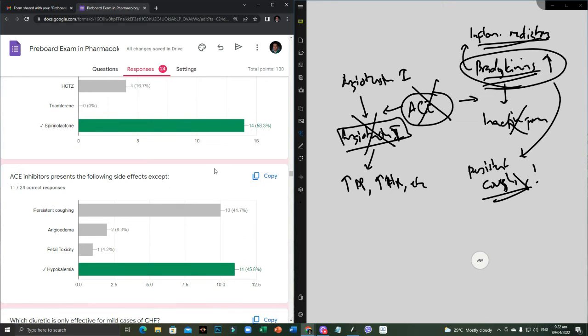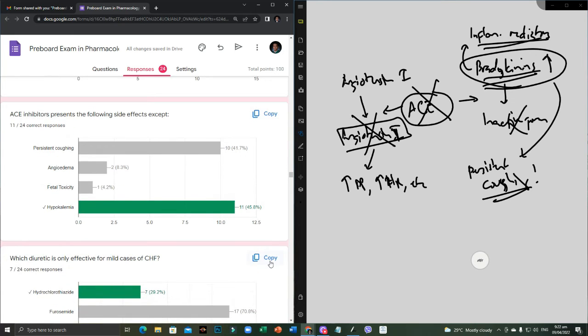ACE inhibitors present the following side effects except, okay, persistent coughing, angioedema, fetal toxicity, or hypokalemia. So the correct answer would be hypokalemia. Why? Because ACE inhibitors cause hyperkalemia.